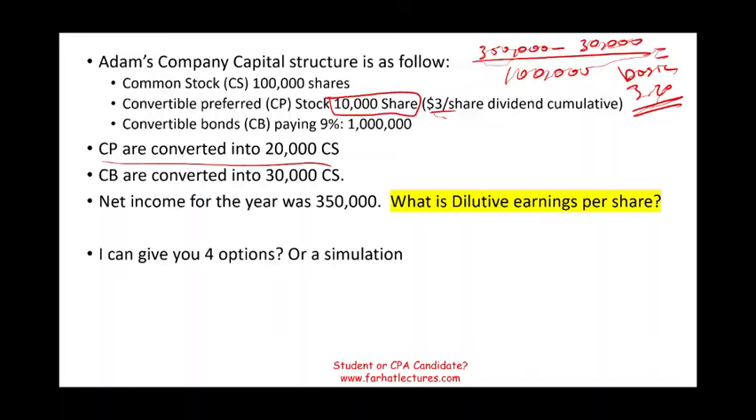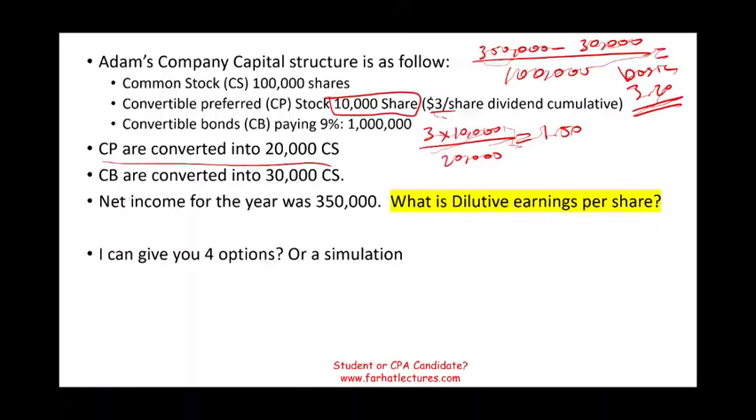If we convert the convertible preferred stock, we no longer have to pay $30,000 in preferred dividend. That's $3 times 10,000, which is 30,000, and we'll divide this by 20,000. So 30,000 divided by 20,000, the incremental effect is $1.50 on EPS. The incremental effect is $1.50. Now, the lower the incremental effect, the more dilutive it is.